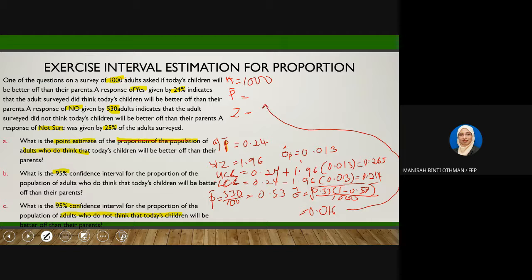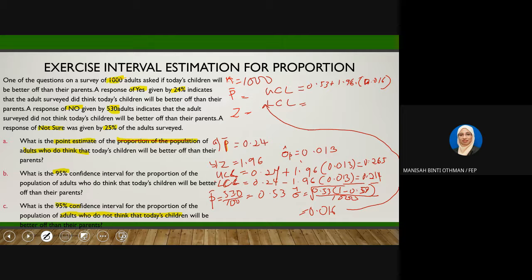All right. So now you have to calculate the upper control limit and lower control limit based on 95% confidence. The Z value still maintains 1.96. So the upper control limit is 0.53 plus 1.96 times, please check whether my standard error of the proportion is correct or not, 0.016.